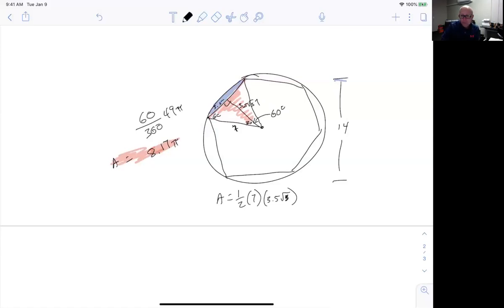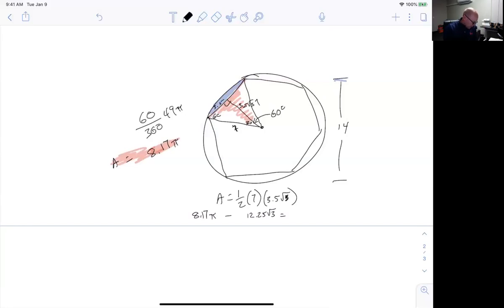Let's multiply that out. 3.5 times 3.5 equals 12.25 root 3. All right, so that's the area of the triangle. So let's take the area of the sector, which was 8.17 pi, subtract out the triangle, and I'll be left with the area of the blue part.